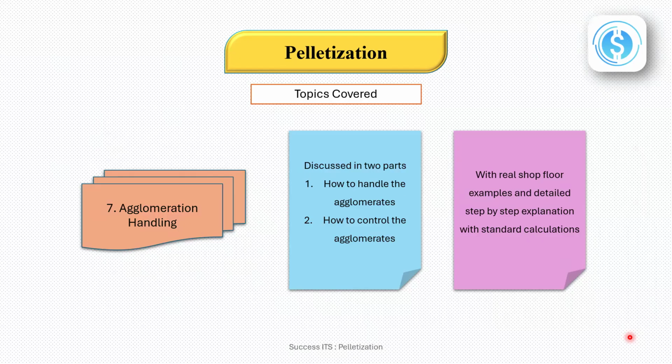First, we will discuss how to handle the agglomerates that are already formed during the process. You will learn the appropriate methods for identifying, separating, and managing agglomerates while ensuring minimum product loss and maintaining GMP compliance. In the second part, we will focus on how to prevent and control agglomeration.